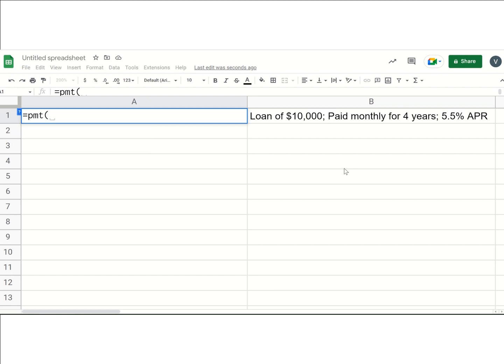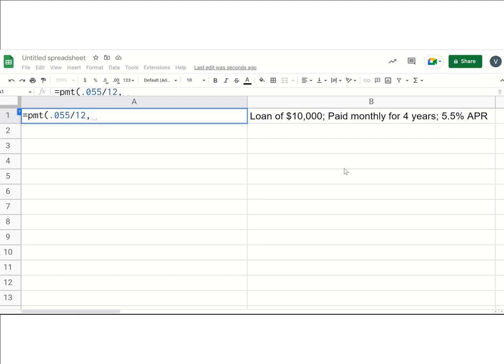Start with a parentheses, and then the first entry is the rate. Now this is related to the yearly rate, but it is the rate for every time you're making a payment. So the yearly rate is 0.055, always write the rate as a decimal. But if we want it to be related to when we're making the payment, it needs to be a monthly rate. So we divide by 12 to make it a monthly rate.